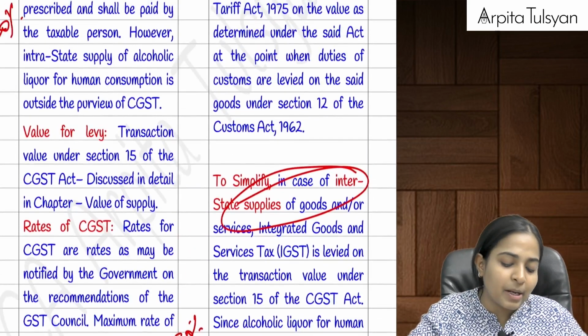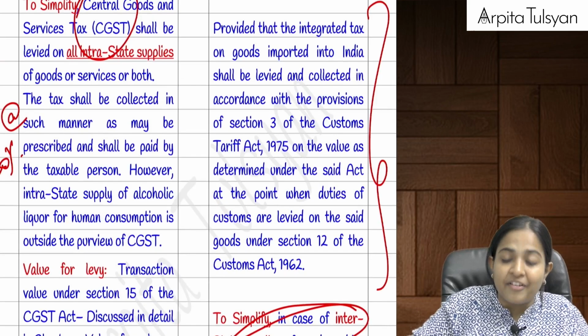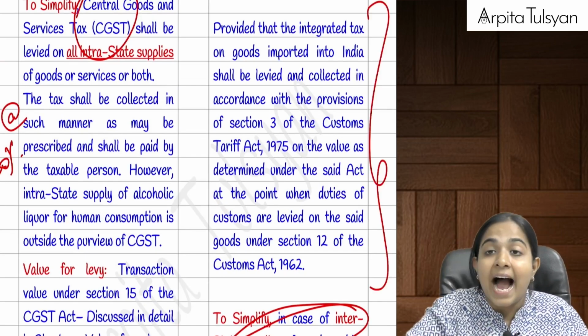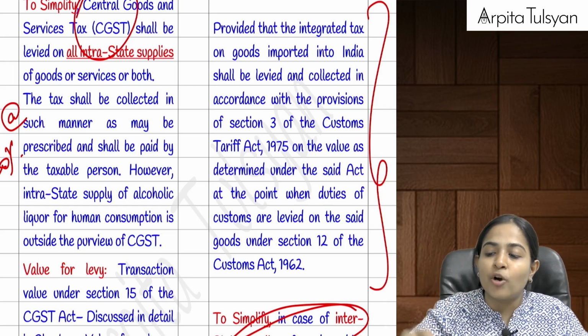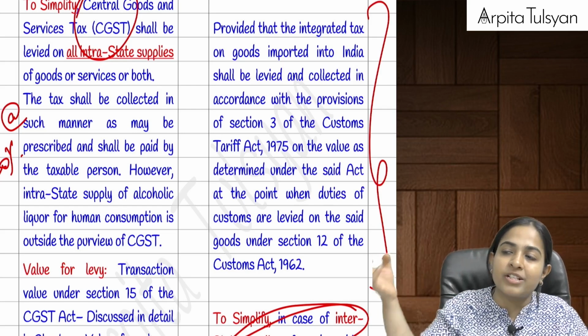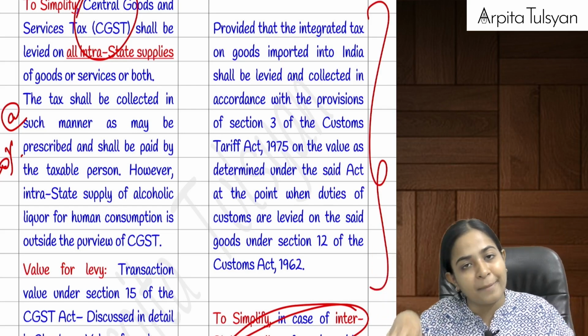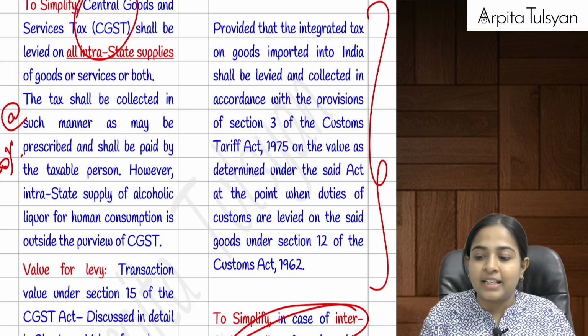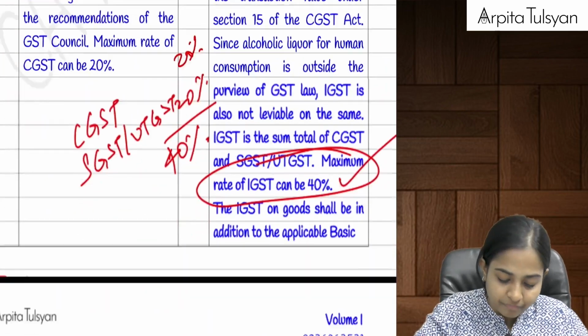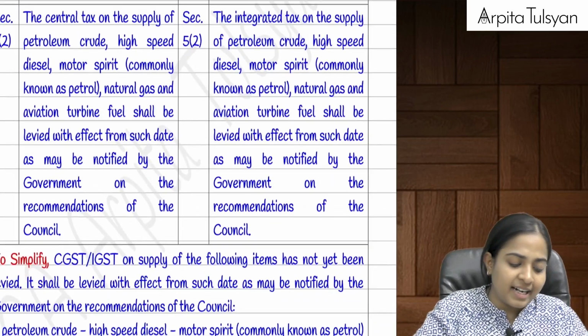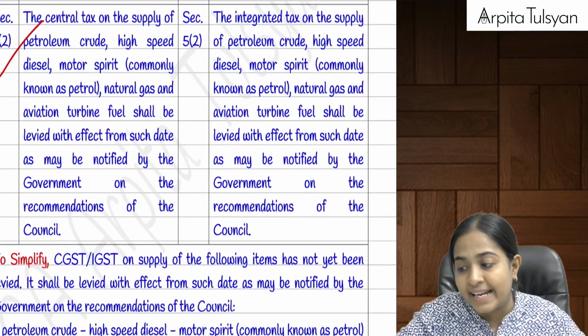One extra point in case of section number 5(1) of the IGST Act is that IGST will also be applicable at the time of import. Whenever you are importing any goods from outside India into India, you are required to pay the customs duty. Along with customs you are also required to pay IGST. Then after that, let's go to the next section, section number 9, subsection 2.